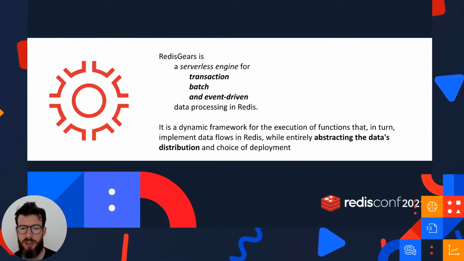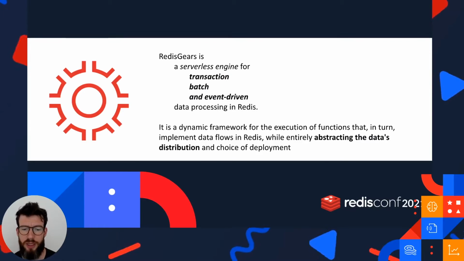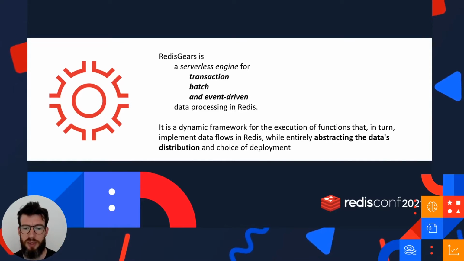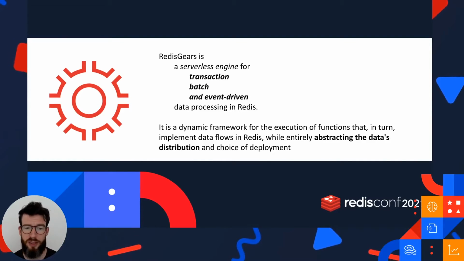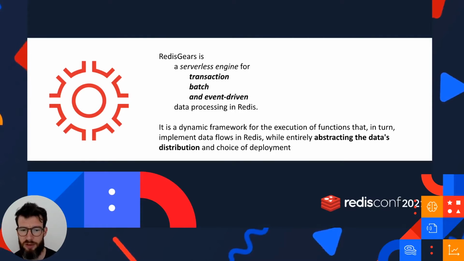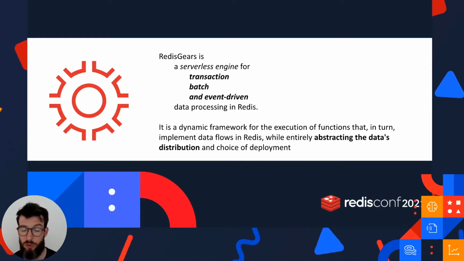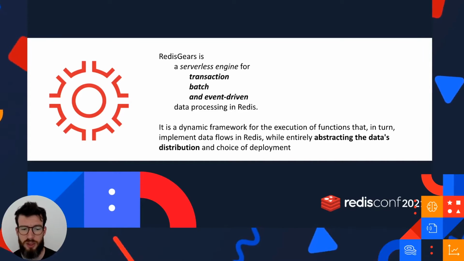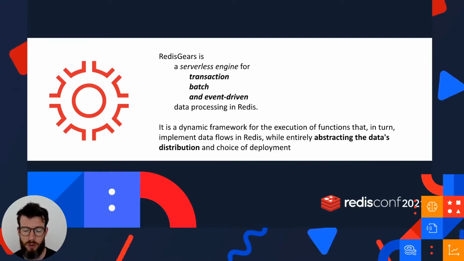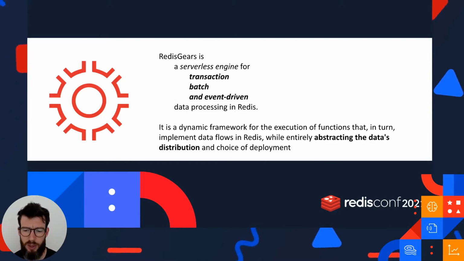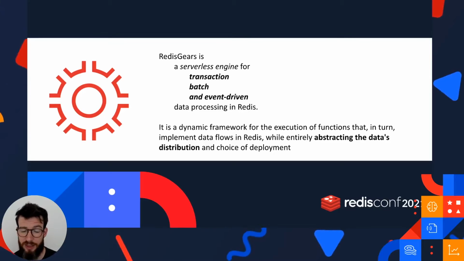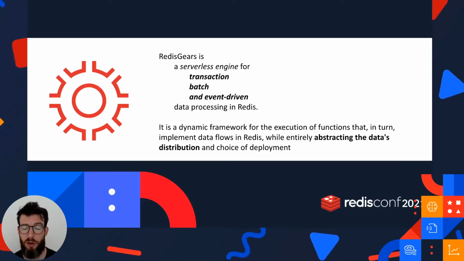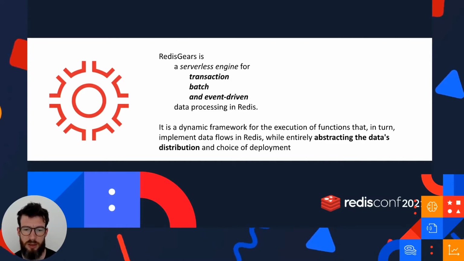RedisGears is a serverless engine for transaction, batch, and event-driven data processing in Redis. The batch processing can be, for example, a MapReduce, and the event-driven processing can be either updates written into Redis, or messages arriving into a stream data structure within Redis. It's a dynamic framework for the execution of functions that in turn implement data flows within Redis. Very importantly, it also abstracts the data's distribution and choice of deployment. So once you've written a function against a standalone database, you can also run it in a clustered database.